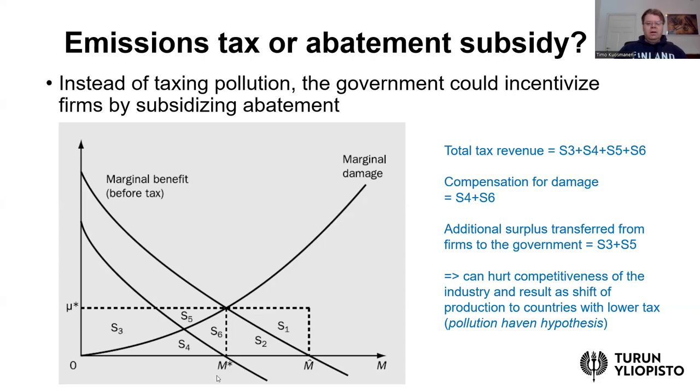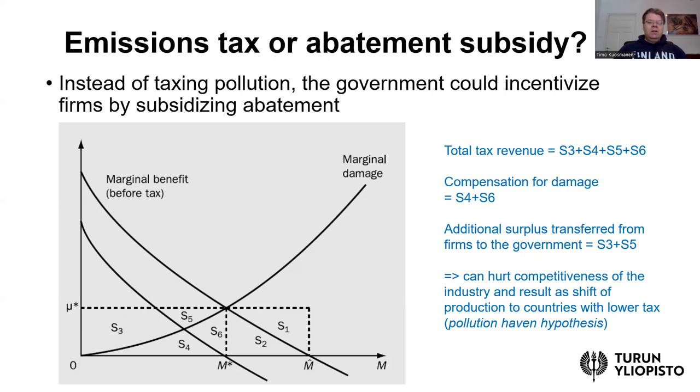So notice that first of all, the total tax revenue we can easily see in the picture. It would be the unit tax, or this mu asterisk, which is the tax per unit, multiplied by the number of units, so this M asterisk. So the size of the area between the horizontal and vertical axes and the broken line at mu asterisk and the broken line at M asterisk, the size of that rectangle, would represent the total tax revenue.